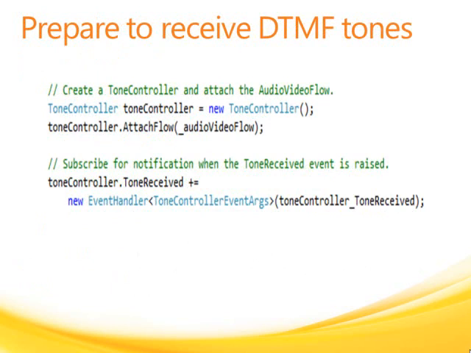Creating a tone controller instance to detect key presses is straightforward. After the constructor is used to create a tone controller instance, the flow that was previously cached is connected using the attach flow method. The next line registers for notification of tone received events. Later on in the video, we'll look at the tone controller tone received delegate, which is called when a tone received event is raised. For now, we'll move on to getting set up for speech synthesis.